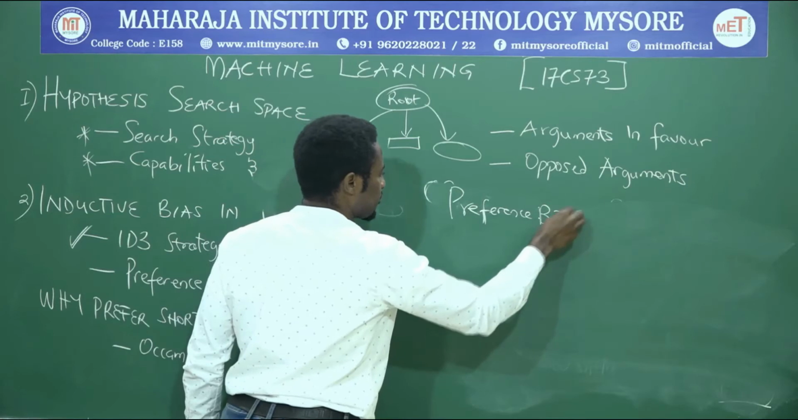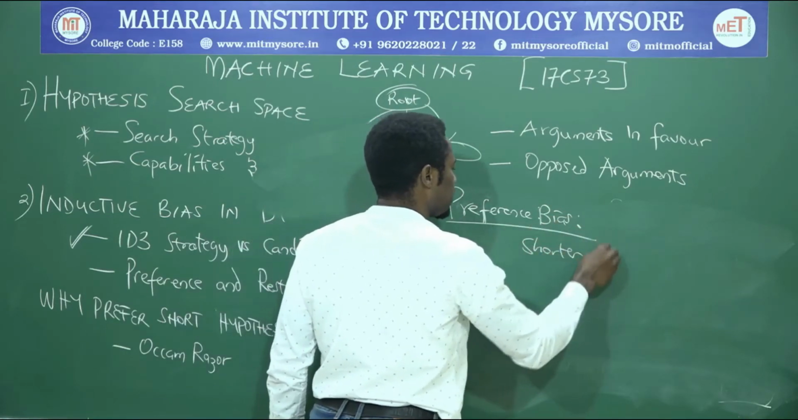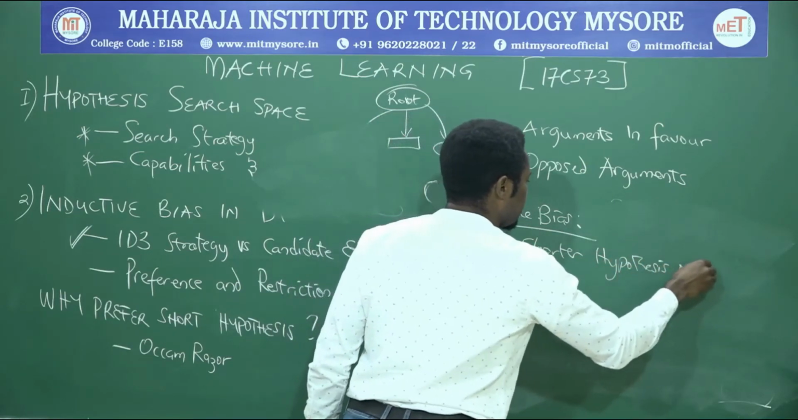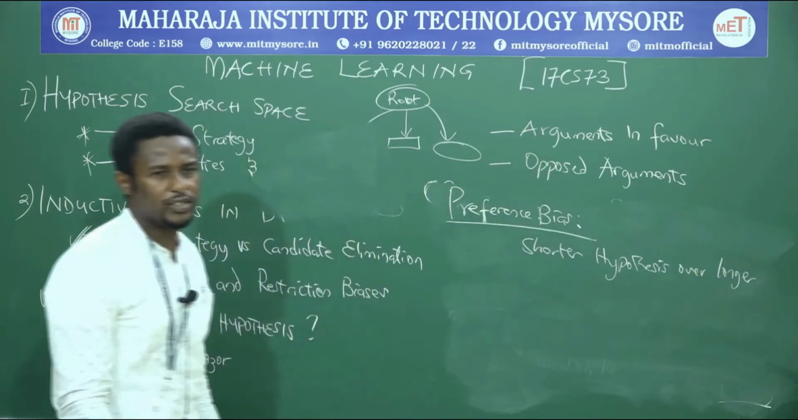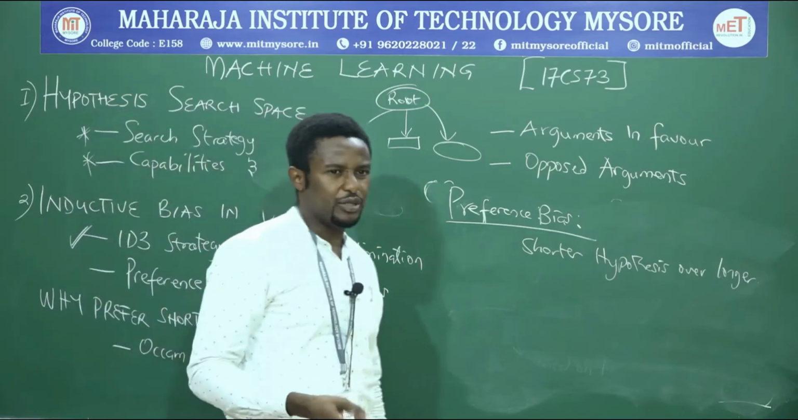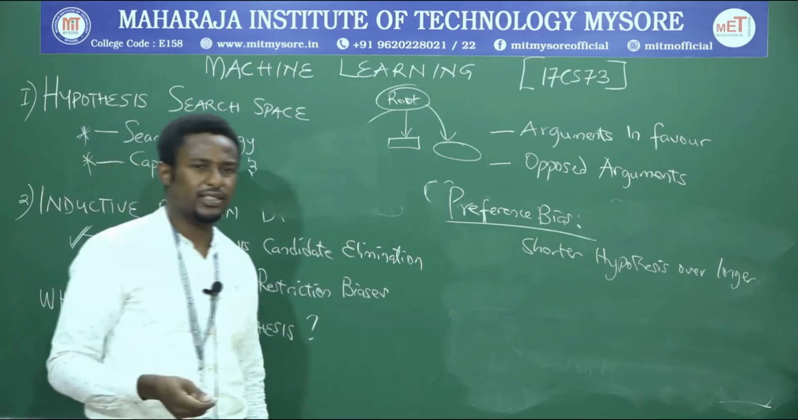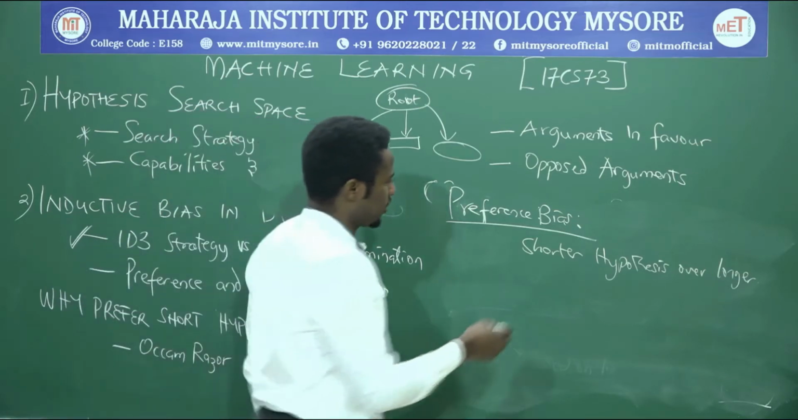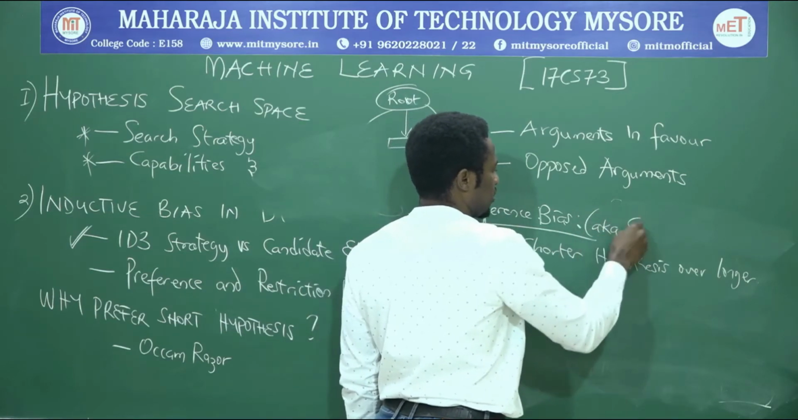Preference bias: shorter hypotheses over longer hypotheses, similar to shorter trees over longer trees. So there are no hard restrictions on the hypotheses that we can actually generate, right? This form of bias is called search bias. So another name for preference bias is known as what? Search bias.